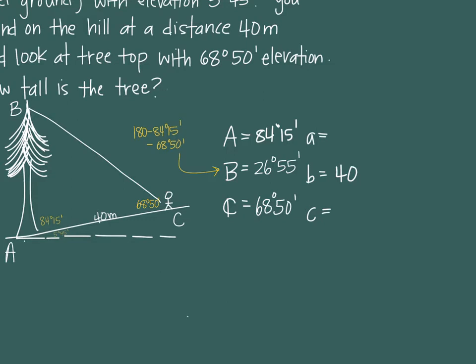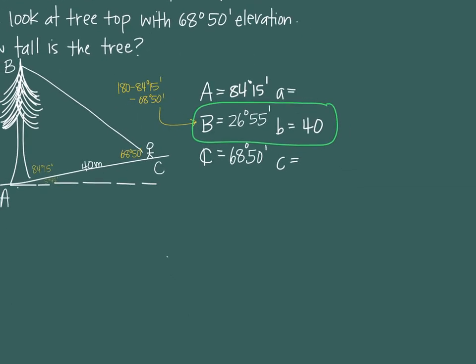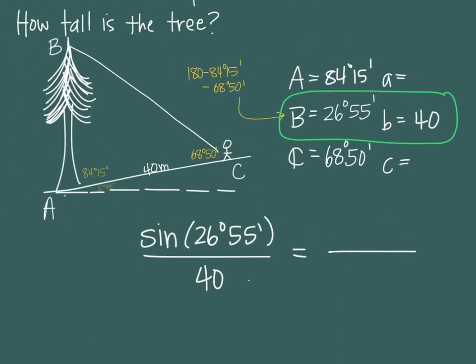Once you get a pair, you've got to have a pair of values in order to set up the law of sines. And so now that we have this pair, then we will set up the law of sines. So sine of the 26 degrees and the 55 minutes goes on top, and the 40 goes on the bottom. Now I have to make a decision about which of the other pairs or the other values to use, if I should use A or C.